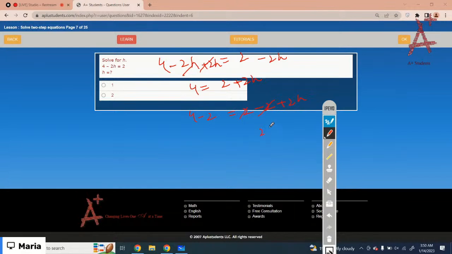It makes 0 and you're left with 2h equals 4 minus 2, which is 2. Divide both sides by 2. So it would be h equals 1. Got it? The correct option is 1.